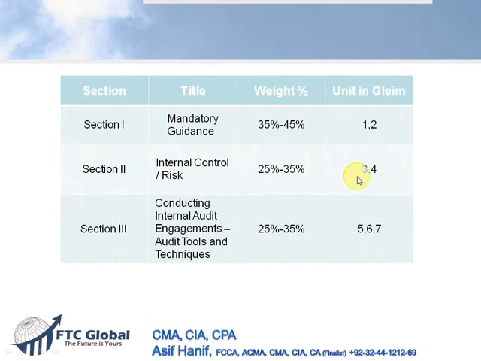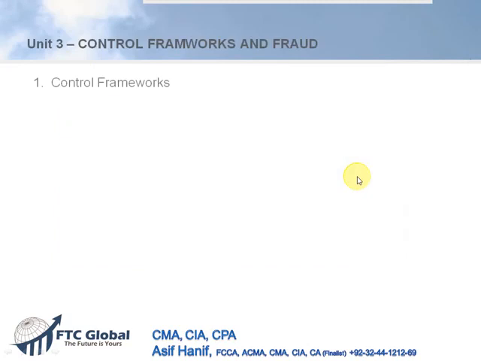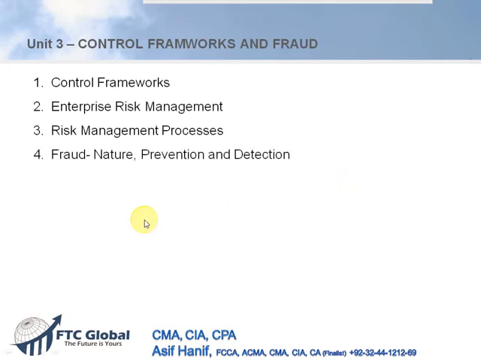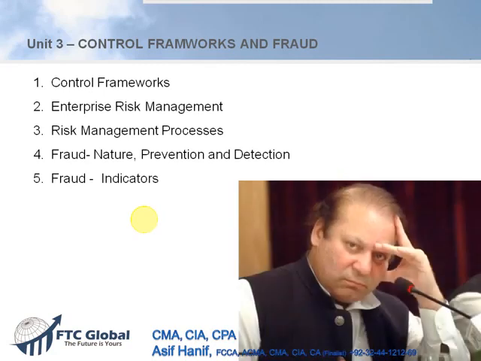So we're starting Unit 3. The subunits or the subtopics within the unit are control frameworks, enterprise risk management processes, and fraud nature, prevention and detection. And finally, we have the fraud indicators, and I'm sure you know what I mean.